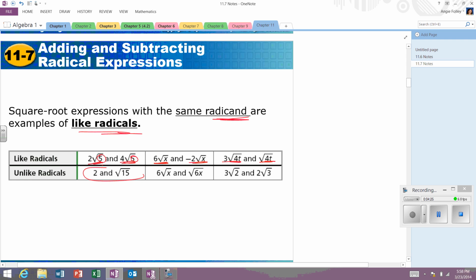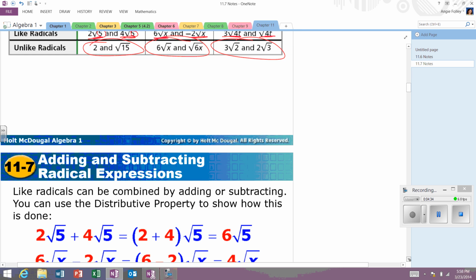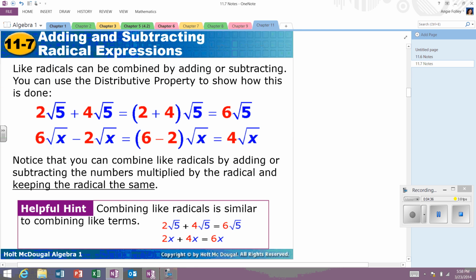These are unlike radicals. They don't have the same thing underneath the radical sign. So like radicals have to have the same radicand, meaning the same thing under the radicals. With radical expressions, we can combine them by adding or subtracting. You can use the distributive property to show how this is done.